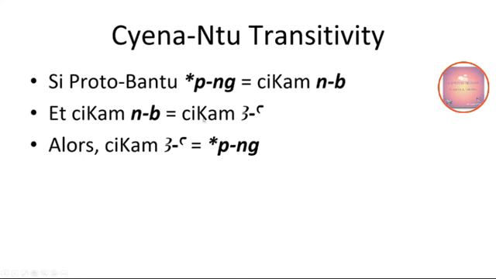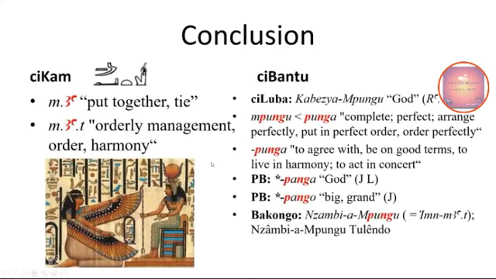and Chicam Neb equals Chicam Rak, therefore, alors, Chicam Rak equals Proto-Bantu or Bantu Bing. Bing equals At in the word Ma'at. So when we see words, for example, like Ma'at, put together to tie, Ma'at, orderly management, order, harmony.